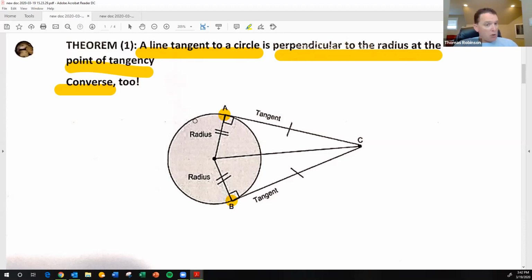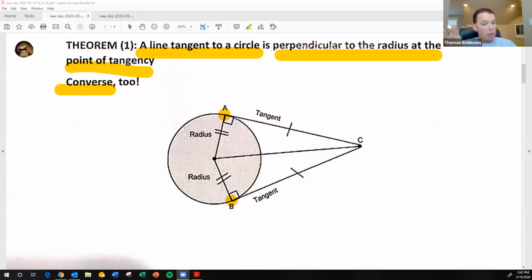But there's a converse that goes with that as well. So here's what the converse is going to look like. You can write this down as I say it, or you can just think it through. If we find a line that's perpendicular to the radius at the point of tangency, then that means that it's a tangent. So it kind of goes both ways. If we have a tangent, it's perpendicular to the radius.